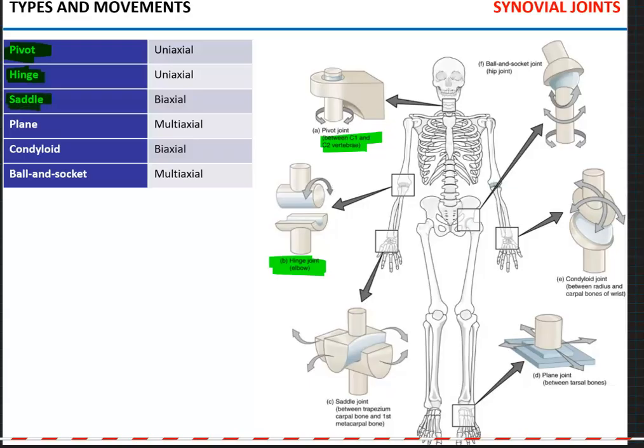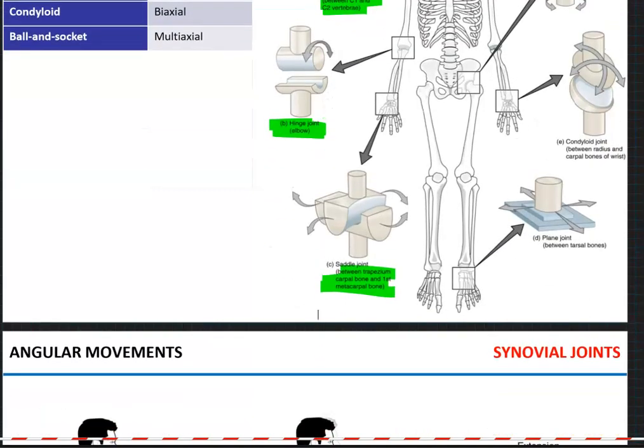Then I have a saddle joint. Okay, this is the first biaxial. Do you understand the term biaxial? So there are two axes around which the bones, the joint can move. So effectively, look, in this representation here, it can rock back and forth, okay? And it can rotate a little bit. So two axes of movement.